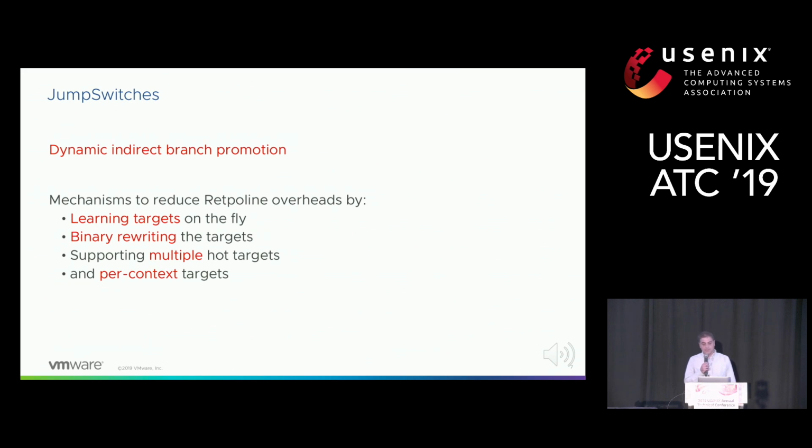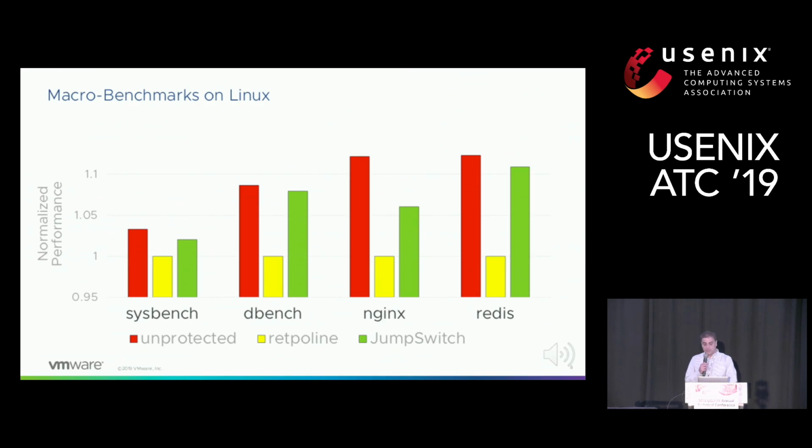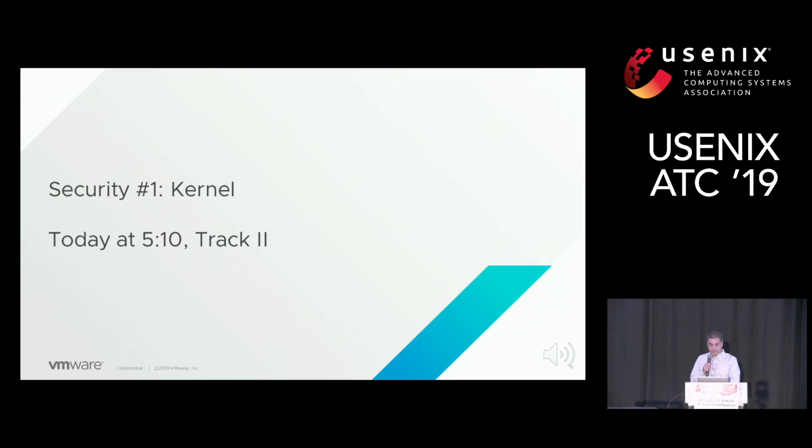We want to deal with this problem, and we developed jump switches. Jump switches are a dynamic indirect branch promotion mechanism that learns targets of branches on the fly and does binary rewriting of indirect branch promotion code. It supports multiple targets and targets that are different per context, per process. We implemented our solution on the Linux kernel, and we show performance improvements of up to 10%, which are within 2% of the performance of native systems before Spectre v2 was introduced.